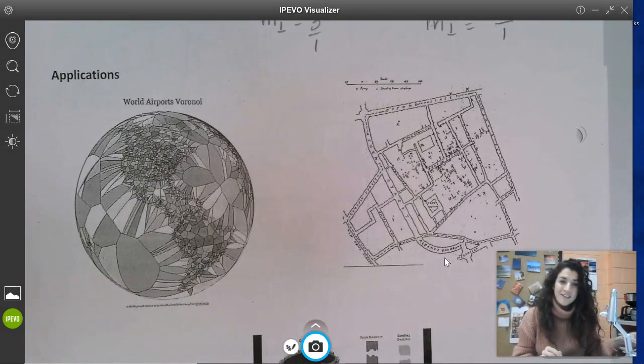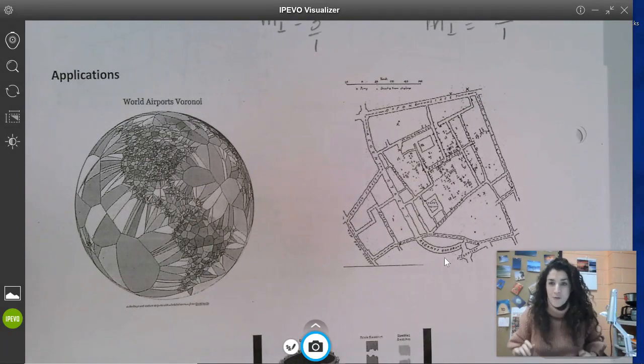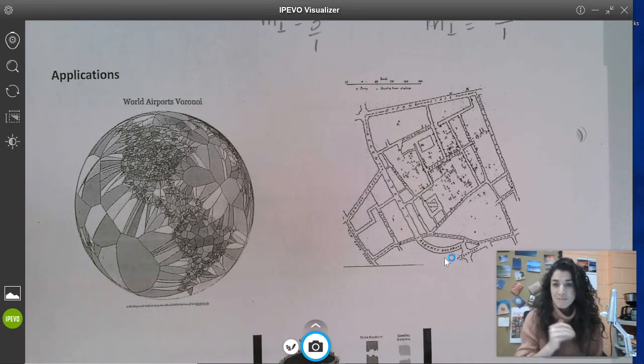Hey, 11th graders. So we are continuing on with Voronoi diagrams. Today, we are going to finish up Voronoi diagrams as far as we can get before time.